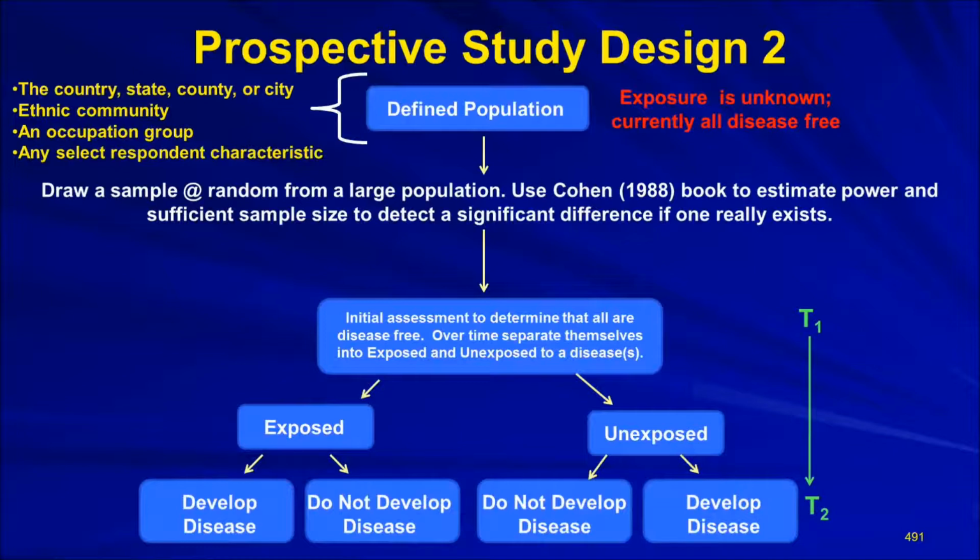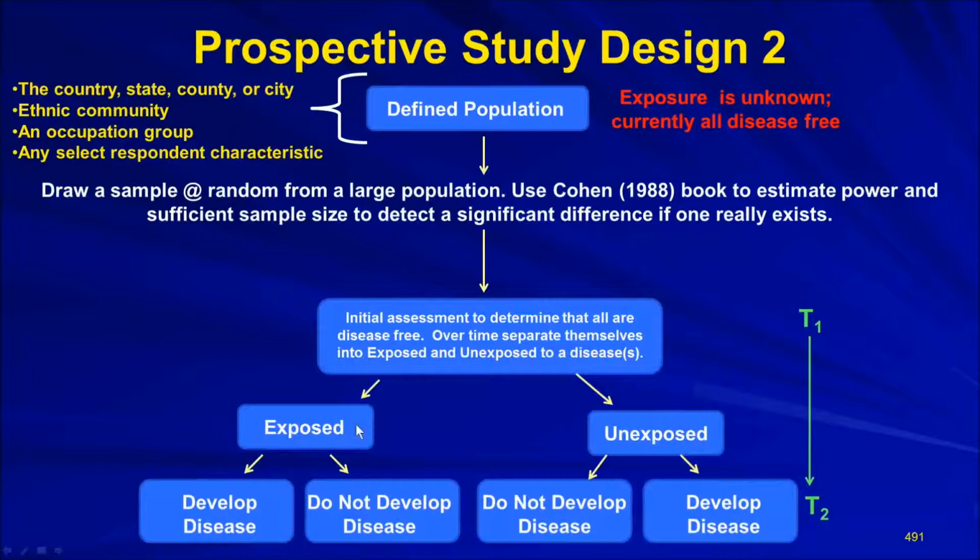Now we do an initial assessment to determine that all are disease free, and over time these people are going to separate themselves into two groups. Okay, and you can see the time period we're representing over here. So over time something's going to happen to them, and depending on the outcome variable of interest, they're going to either be exposed to something that you're studying, or they're not going to be exposed.